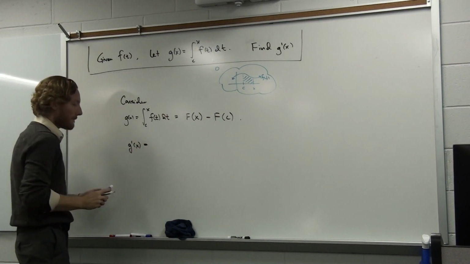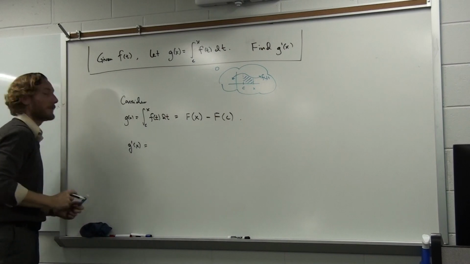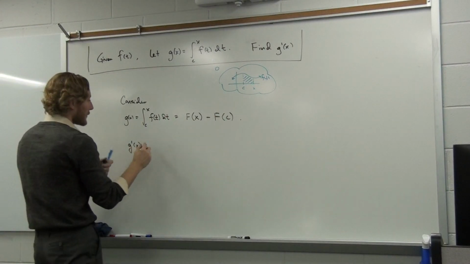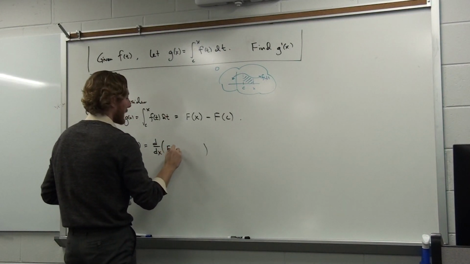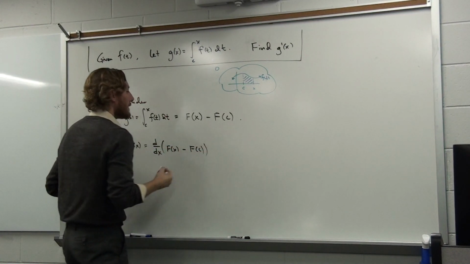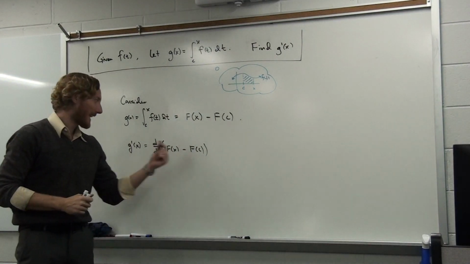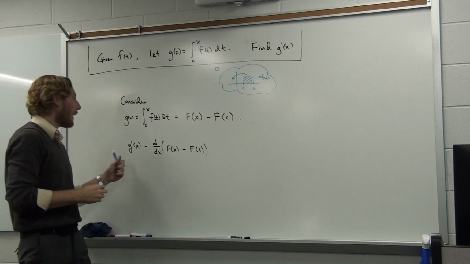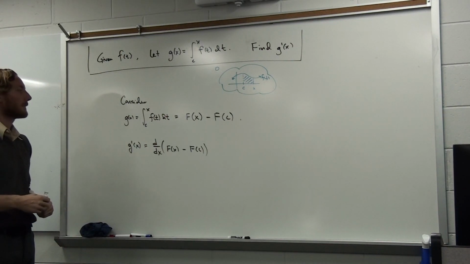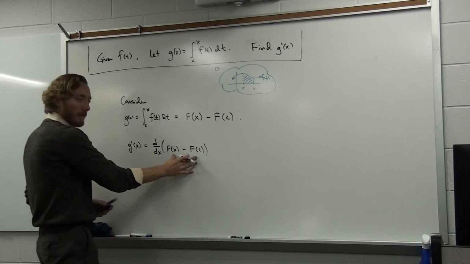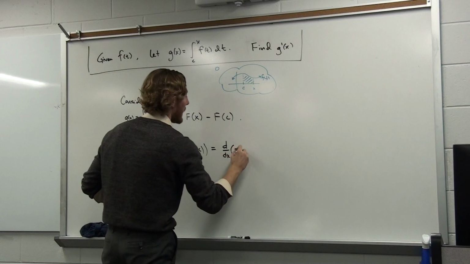But what would g prime be? Well, g prime, of course, would just be the derivative of g. In particular, since g is a function of x, it would be the derivative with respect to x. And since g is just capital F of x minus capital F of c, then g prime is the derivative of capital F of x minus the derivative of capital F of c. Now, you know how a derivative attacks a sum. It just attacks it term by term.